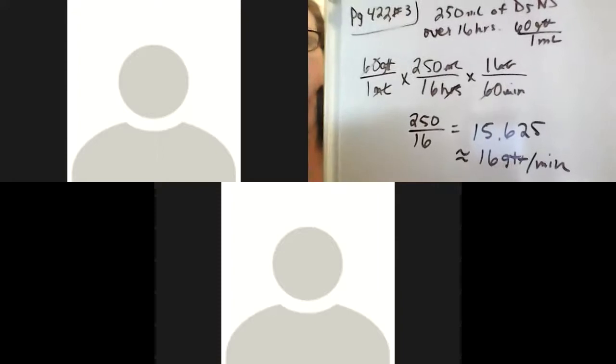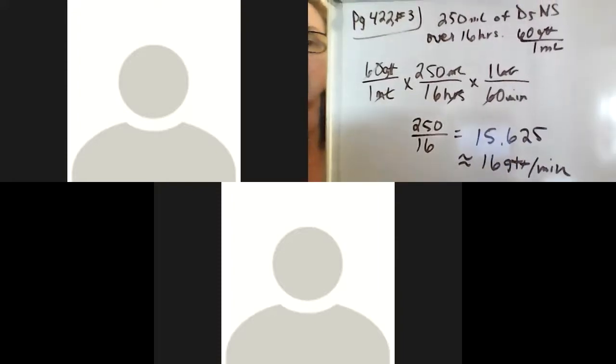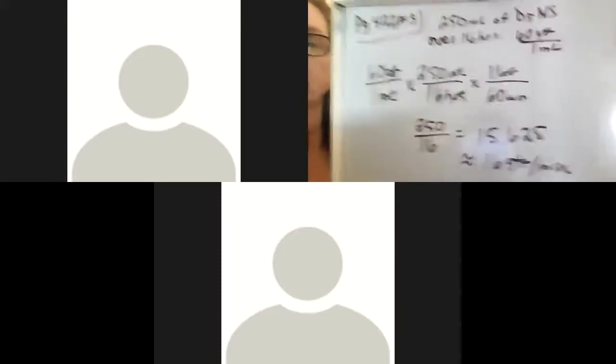I'm trying to get the glare off the board. Can you see that a little better there? Okay, yes. So that's doing this problem using dimensional analysis.